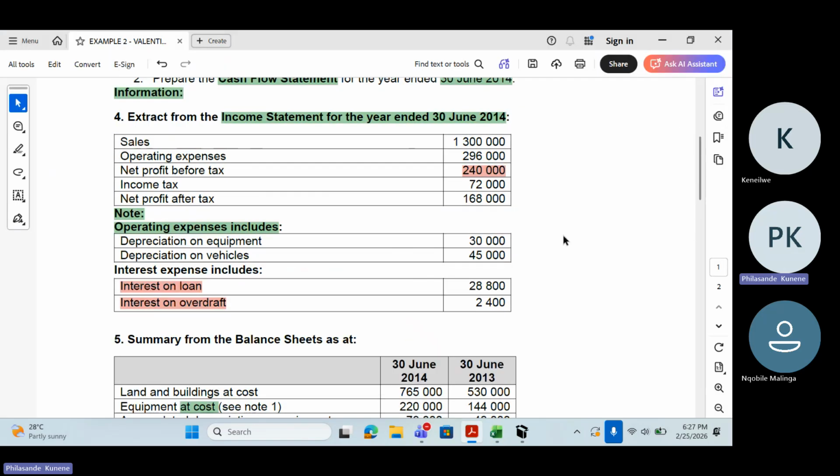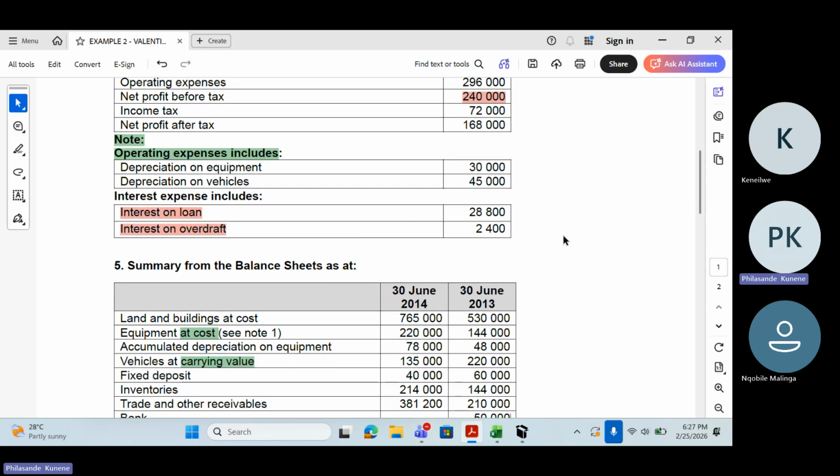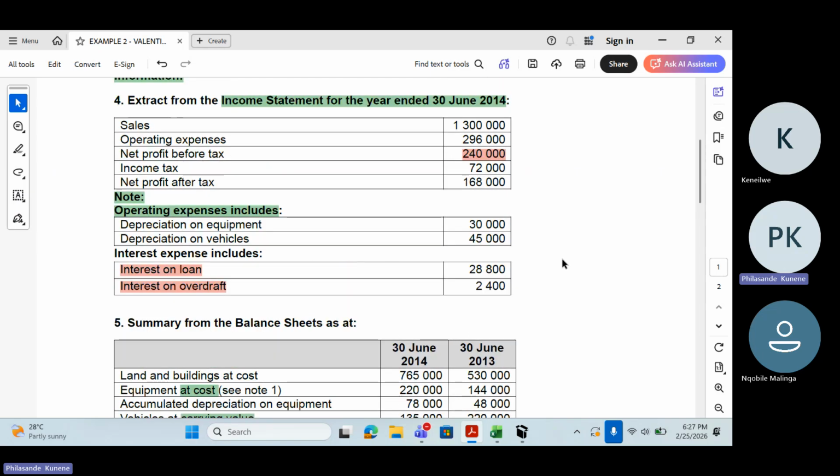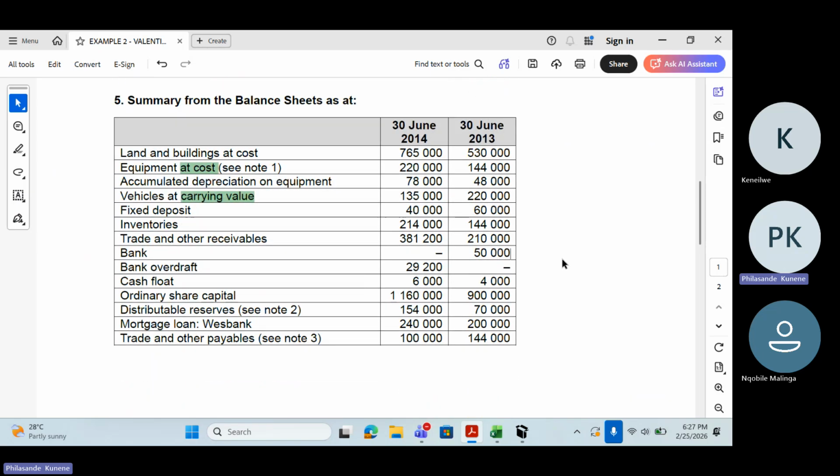Okay, so now we've dealt with everything here, but we're still going to come back if there is a need. Then we go to our summary of the balance sheet so that we can check this working capital. Number one, what do we have? We have inventory, which went from 144,000 in the previous year to 214,000 rands. So there was an increase in inventory.